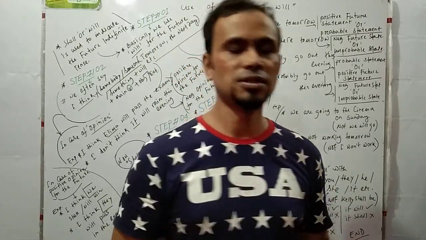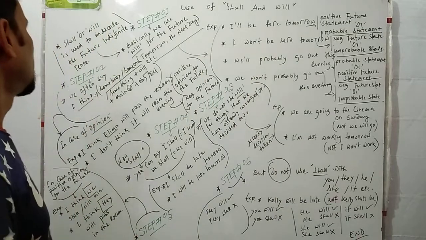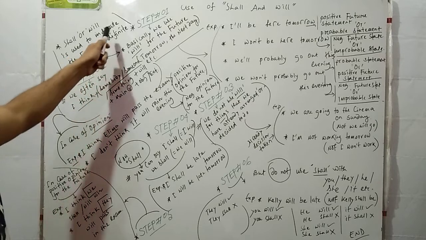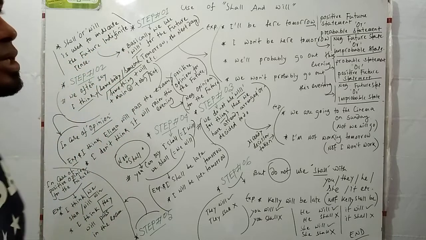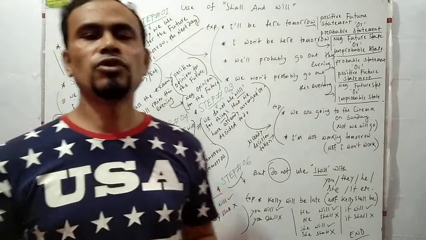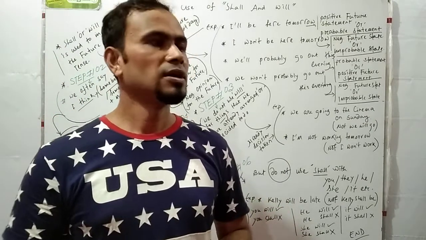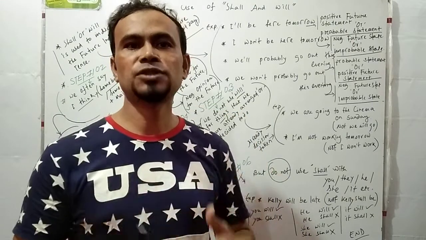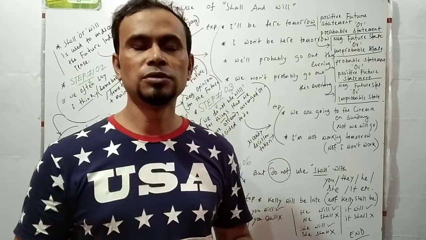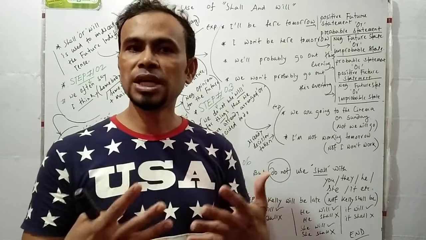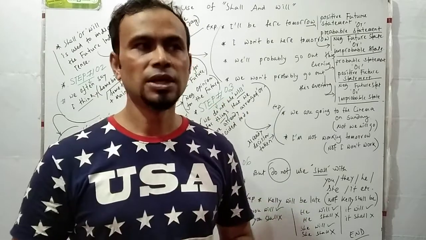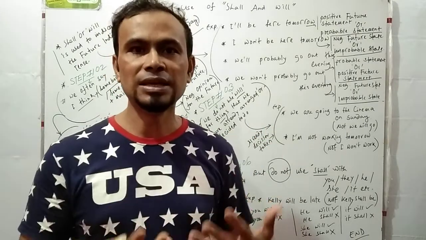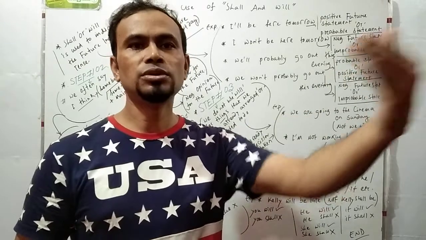So let's get started. Friends, shall or will, okay? Shall or will is used to indicate the future indefinite tense. Friends, at first you have to know about future indefinite tense. Future indefinite tense is subject plus shall or will plus the base form of the verb plus object plus extension of the word. An example of future indefinite tense is: I will go to the market.